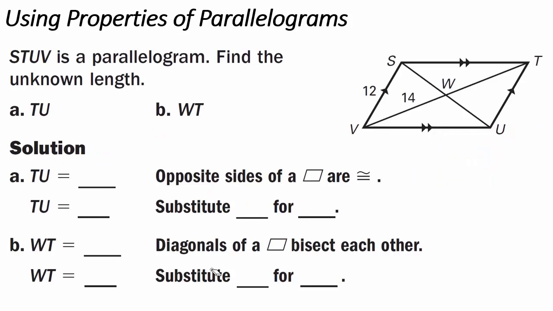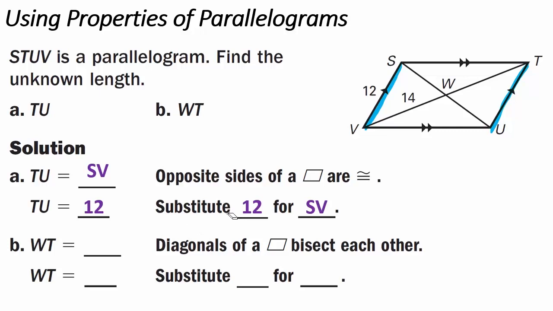Let's take a look at our first example. In our first example, we are given that STUV is a parallelogram. We are to find the unknown lengths. The first length we need to find is TU. TU is right over here, and we notice that this is parallel to this length over here, and we know from Theorem 6.2 that if we have a parallelogram, then its opposite sides are congruent. So TU is equal to SV, and since SV is 12, then we're going to substitute 12 for SV, and we get that TU is also 12.